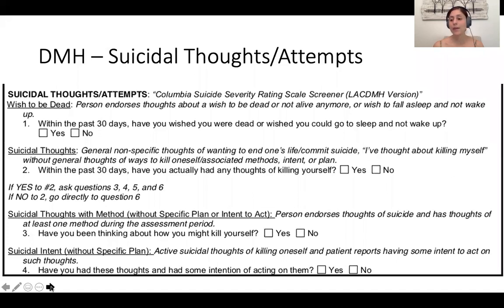So here in number 3, we're asking, has the person been thinking about how they might kill themselves? And this is getting at a plan, and you would check yes or no. Next, you would screen for intent in question 4 by checking yes or no.